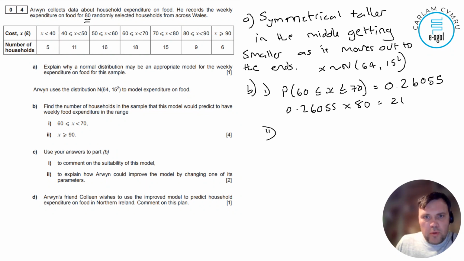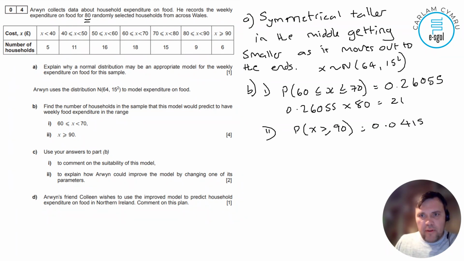Then for part 2, it's asking for P(X greater than or equal to 90), and then it's the same thing. So it is CD, your lower is 90 and your upper is 1 times 10 to the 99, and then the standard deviation and the mean are already in place. So this is going to be 0.041518, and then you would do 0.041518 multiplied by 80, and that gives you a value of 3. So we've done the first part for 4 marks.